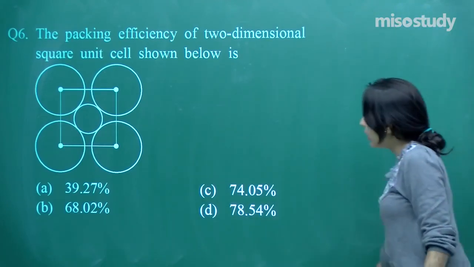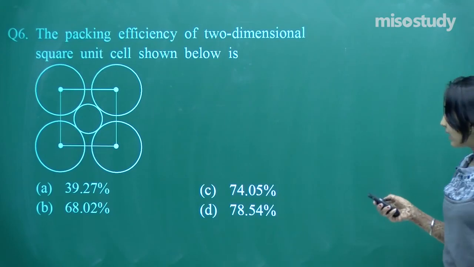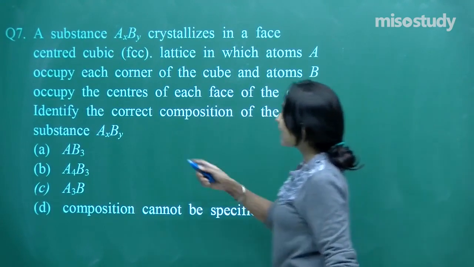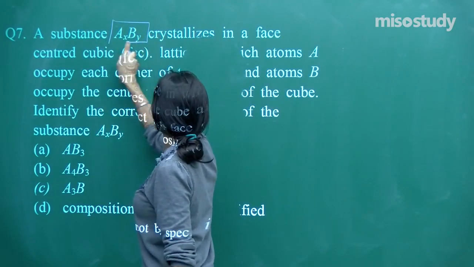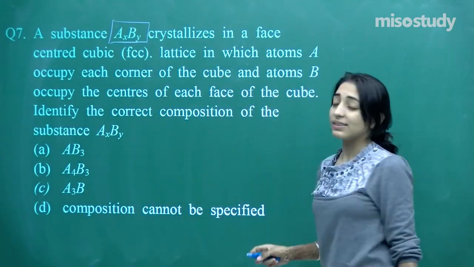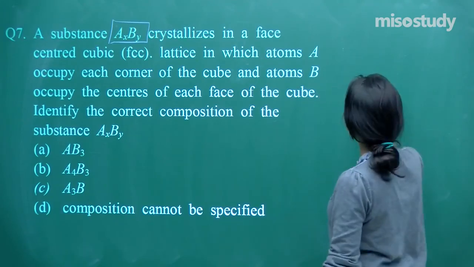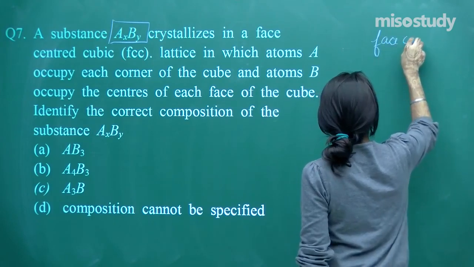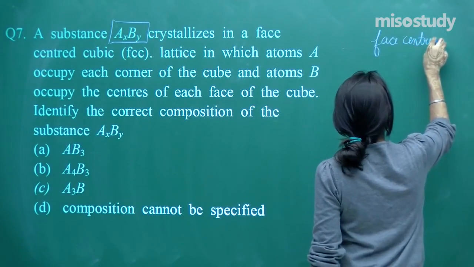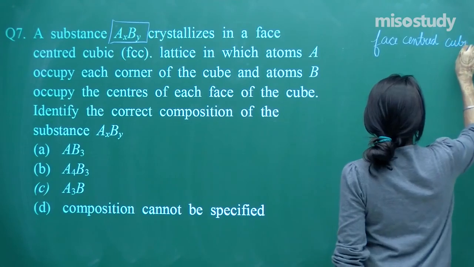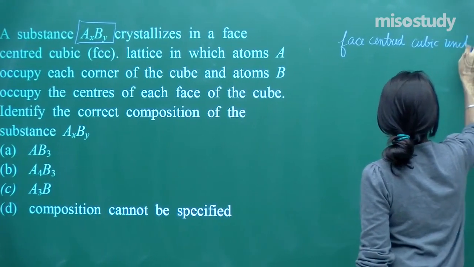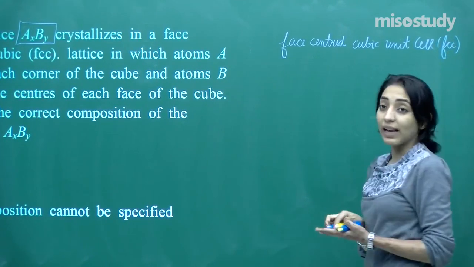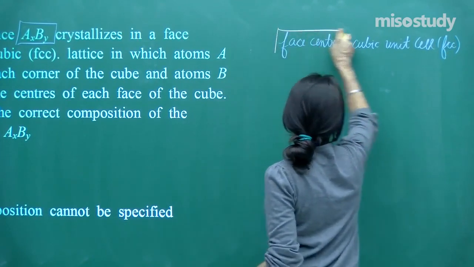Okay, so the question that is there for you guys is: there is a substance AxBy that crystallizes in a face-centered cubic unit cell lattice. So this is a face-centered cubic unit cell, or FCC lattice, that is available with us.